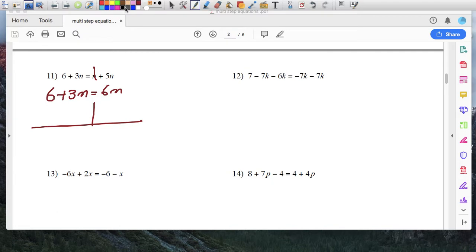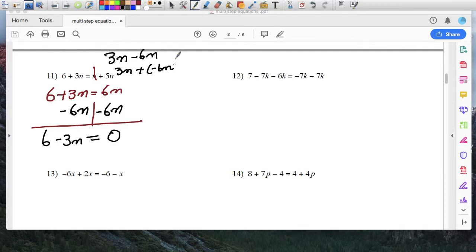So if I get rid of the 6n, I have to do minus 6n, and I have to do minus 6n here. 6n minus 6n is 0. Let me bring that 6 down. And then 3n minus 6n is negative 3n. You can rewrite this as 3n plus negative 6n. There's more negatives, right? How many more? 3.